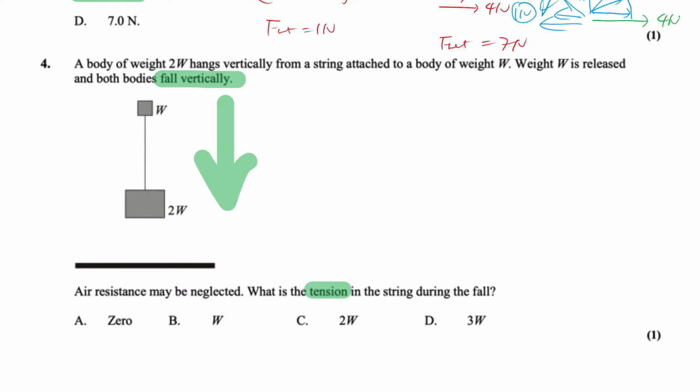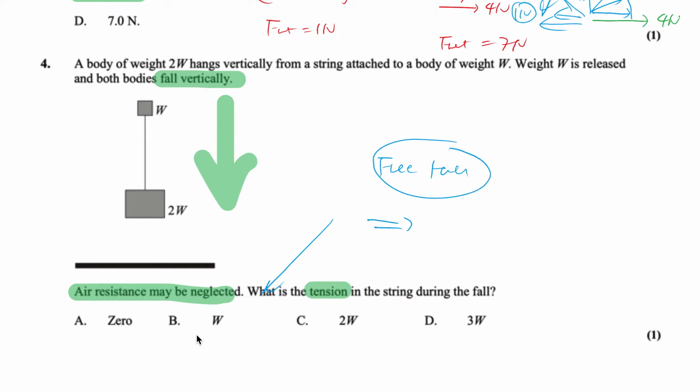Falls vertically, there is no other force, no air resistance. No air resistance means it is free fall. Right, free fall, the only force acting on these two objects is gravity. Okay, so whenever they say free fall or no air resistance, you just need to understand the only force acting on the object is gravity.